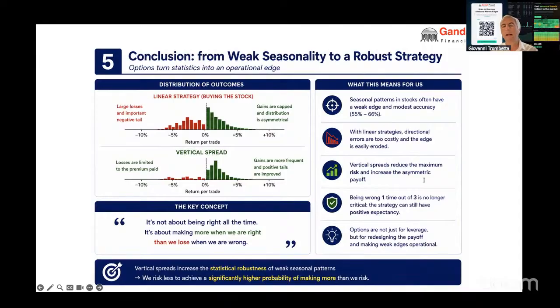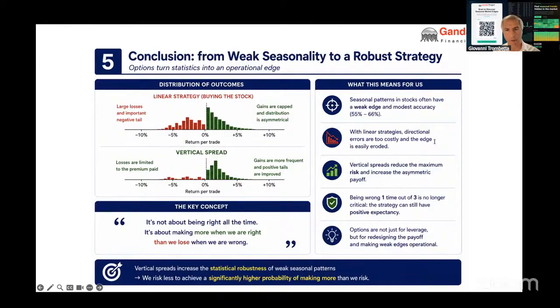Most stock seasonality patterns have winning rates between roughly 55% and 65%, something like this. That's often not enough for a simple stock buying strategy, but it can be enough when combined with an appropriate option structure like the vertical spreads that transform statistical information into an operational advantage. So weak seasonality, to conclude, does not automatically mean weak profitability.